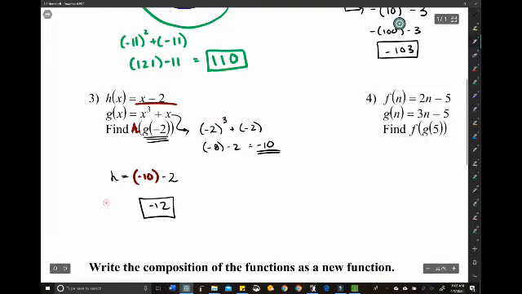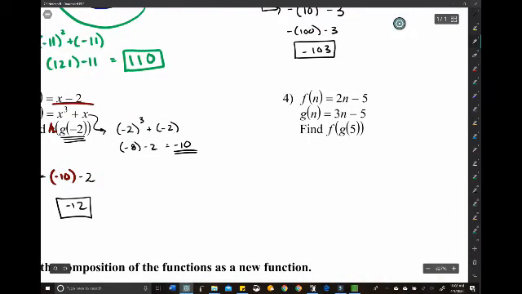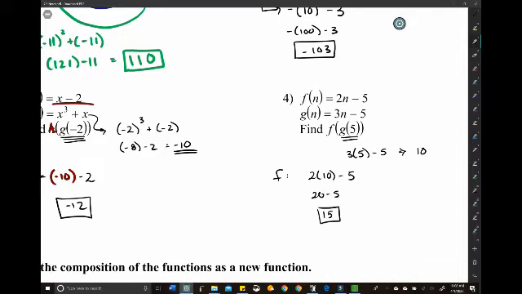All right, last one. Certainly, if you want to pause and give it a shot, you can yourself. I'm going to go through g of negative 5, 3 times negative 5, or positive 5, sorry. So 15 minus 5 is 10. And 2 times 10 minus 5, this is f, is 20. And we get 15. Okay, so working away from the inside out.